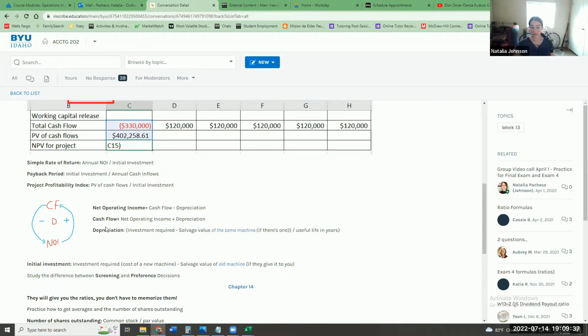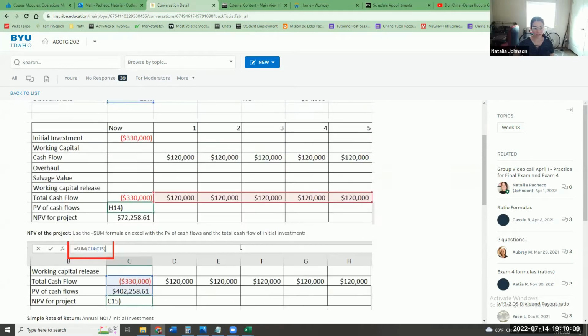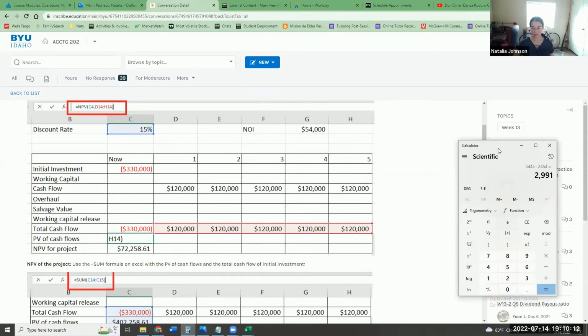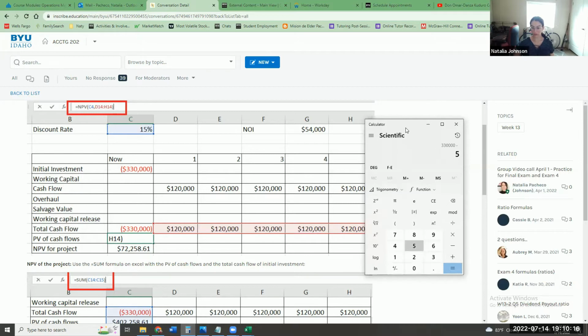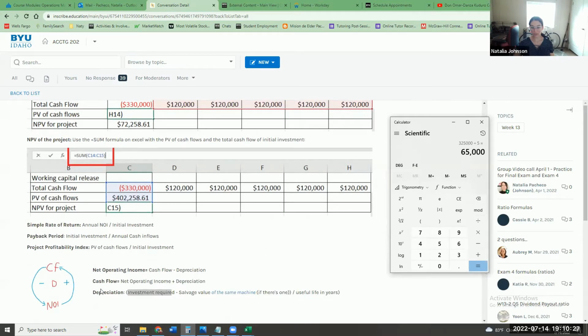And sometimes they won't give you depreciation. So what you do is you get the investment required, and then if they give you the salvage value of the same machine, you subtract it, and then you divide it by the useful life in years. So say after 5 years, it was like $5,000. Is that where you put it in? Yeah, let's say that this one is $5,000. So we do 330,000 minus 5,000, and then we divide it by 5 because that's the life of the investment. So 65,000. So that's depreciation for this one.